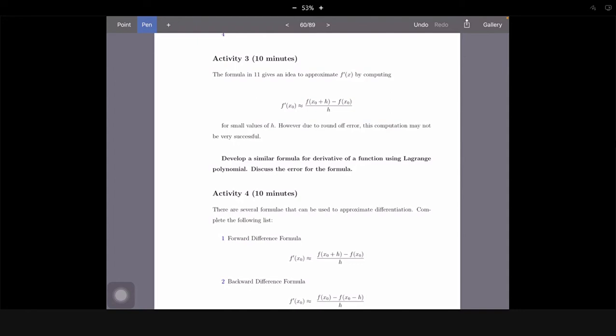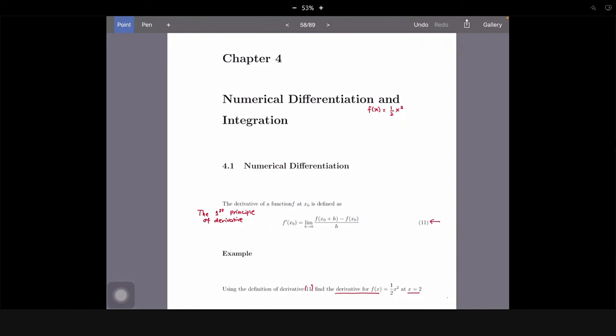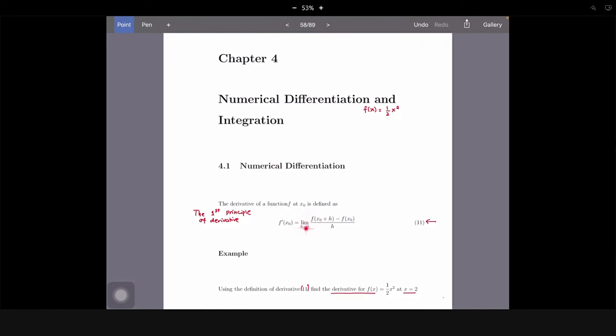Alright, so now is activity 3 here. The formula in 11 gives an idea to approximate f prime. So when we remove the limit, as you may notice, equation 11 involves a limit. The derivative is equal to the limit as h approaches 0. When we remove this limit, it is no longer equal. It will become approximately equal.